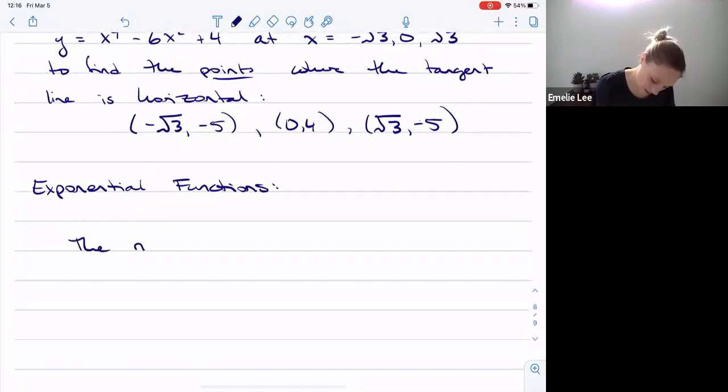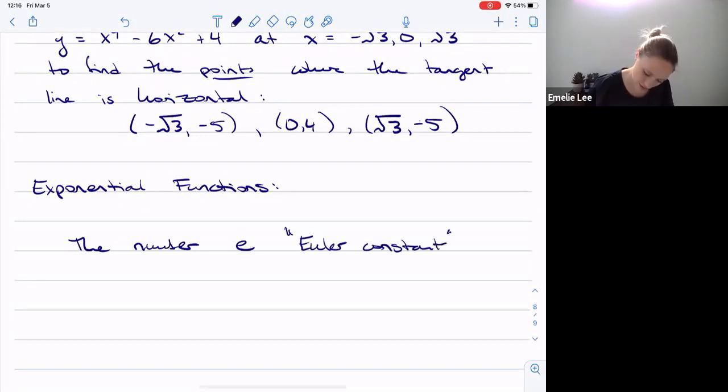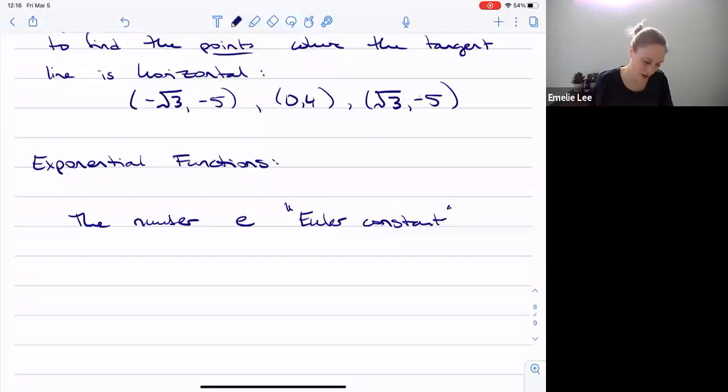So we'll talk about the number e, which is Euler's constant. Euler is spelled like Euler, but you actually say Euler. He was a mathematician, long gone. Very similar to pi, it's an irrational number, so it keeps going forever and ever. It just doesn't have the same publicity as pi for some reason.